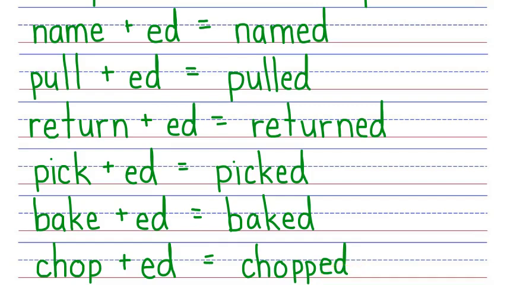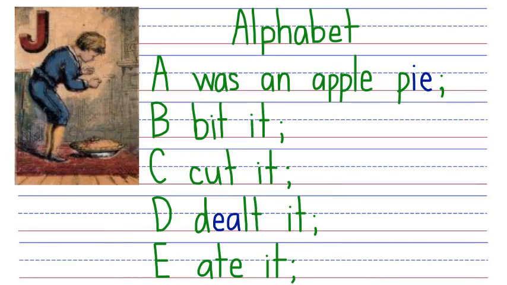Good job writing down all those words. Now, let's look for the ed phonogram in a poem. Here's the poem. With green letters, I've written the phonograms that you already know and can sound out. With blue letters, I've written the phonograms that we haven't covered yet. As we read, I want you to look for the words with the ed phonogram. Here we go.